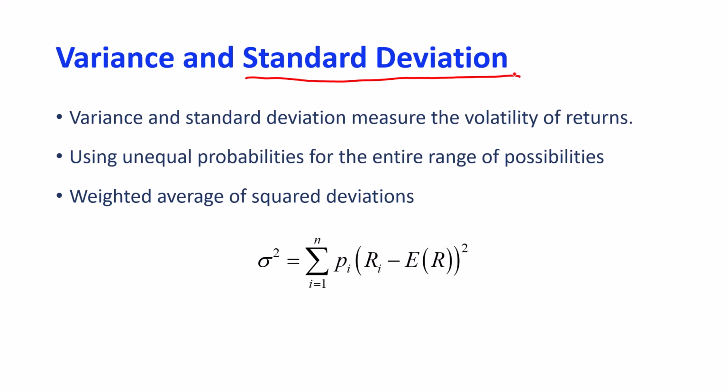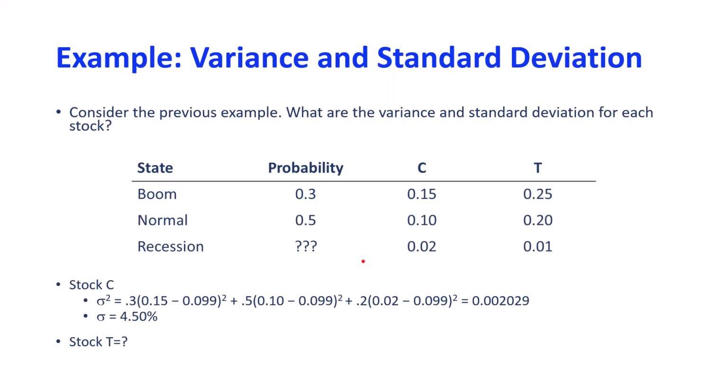So variance and standard deviation measure the volatility of returns using unequal probabilities for the entire range of possibilities. So we find the weighted average of squared deviations. In other words, you find the deviation from expected return, square it, and then multiply that by the probability of each state happening. First step is to calculate the expected return.